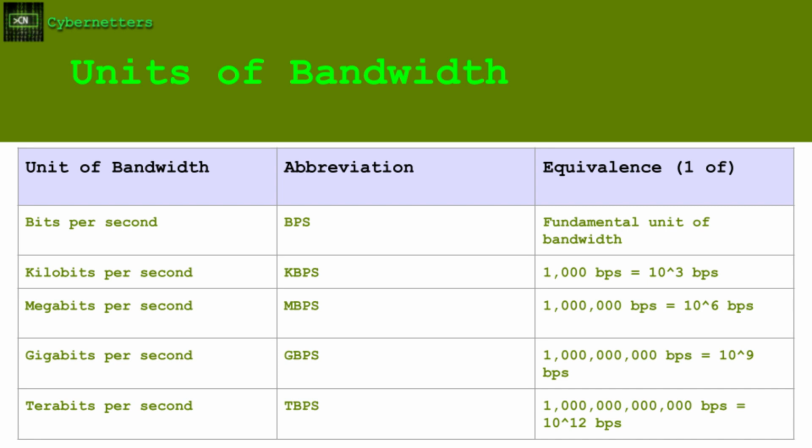Let's go over the different types of speed. Bits per second is the fundamental unit of bandwidth. Kilobits per second is basically 1,000 bits per second, or 10 to the third bits per second. Megabits is a million bits per second, or 10 to the sixth. Gigabits is a billion bits per second, or 10 to the ninth bits per second. And terabits is a trillion bits per second, or 10 to the 12th bits per second.